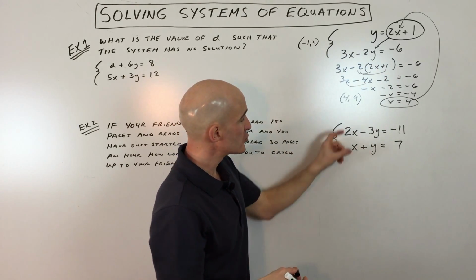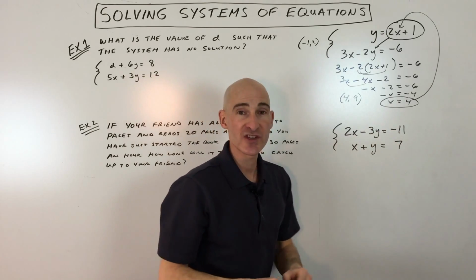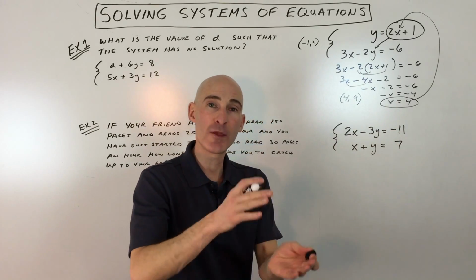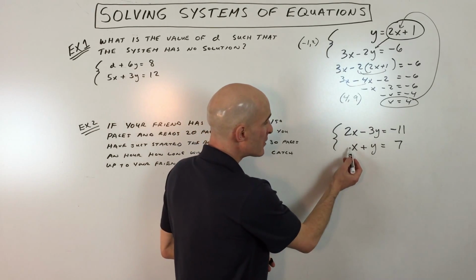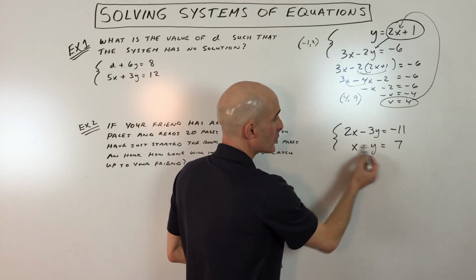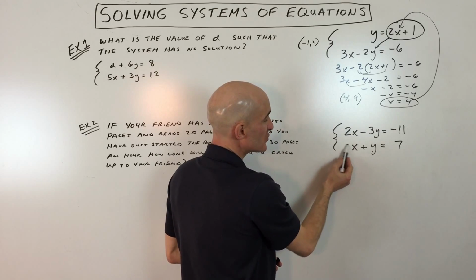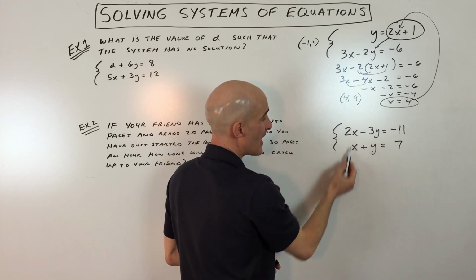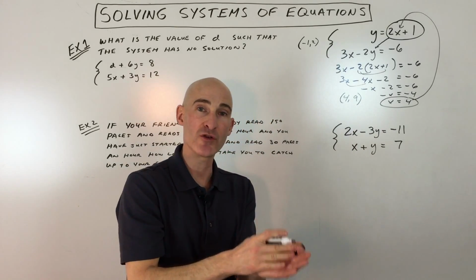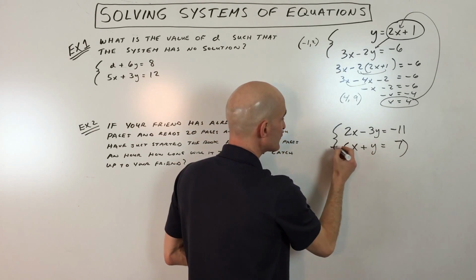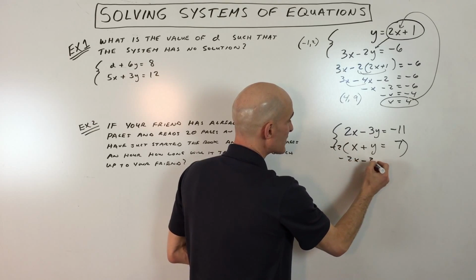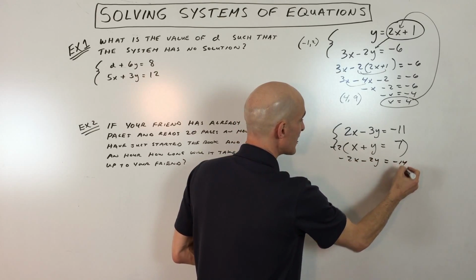What you do here is you try to add the equations together in such a manner that either the x's cancel out or the y's cancel out. So for this one, I'm going to multiply everything in the second equation by -2, so that this will be -2x. When I add it to +2x, the x's are going to cancel one another out. So you're with me so far? Let's multiply everything here by -2. That gives us -2x minus 2y equals -14.